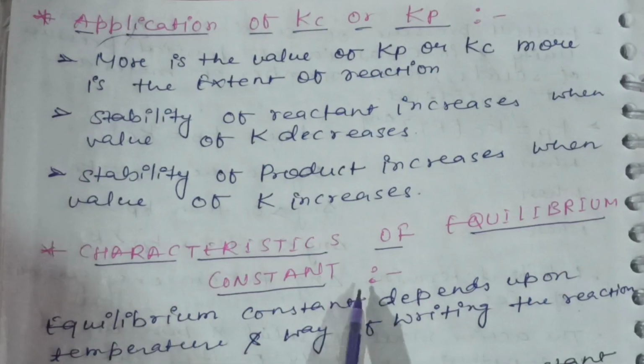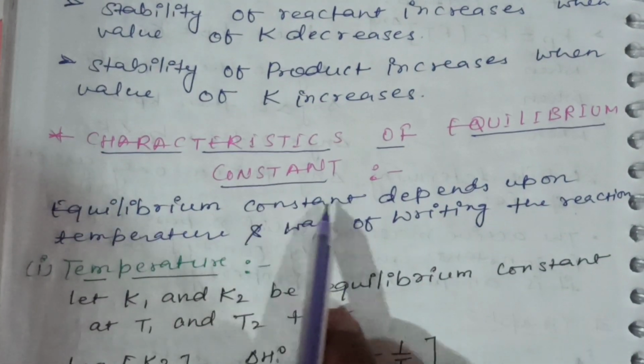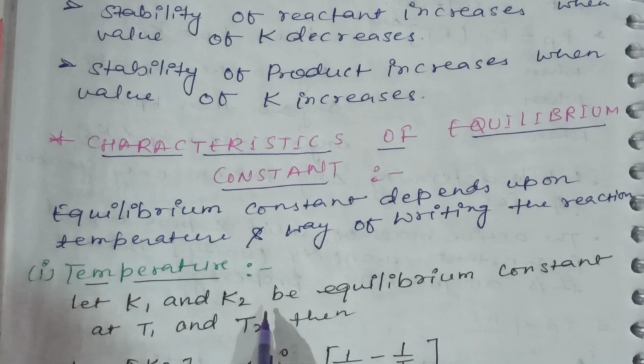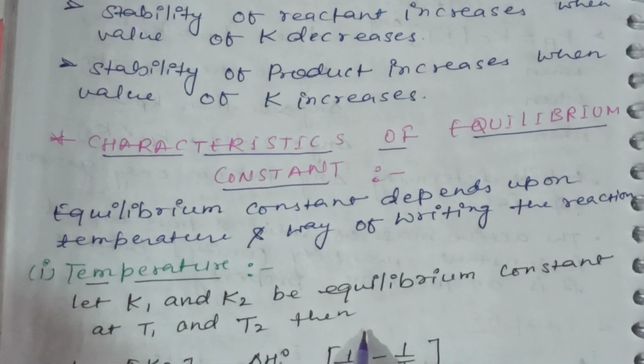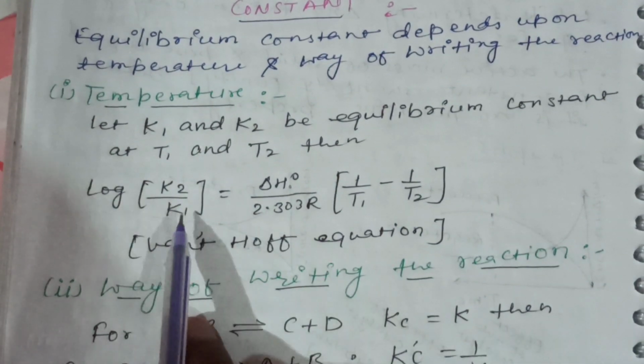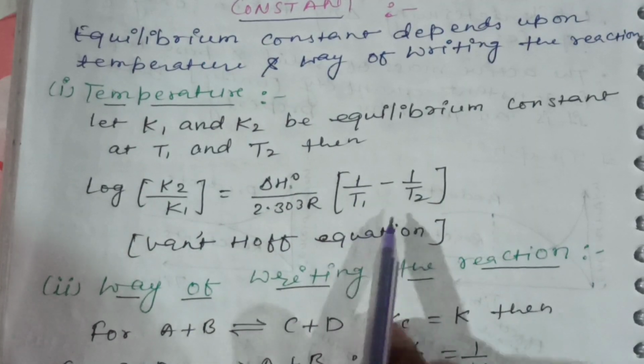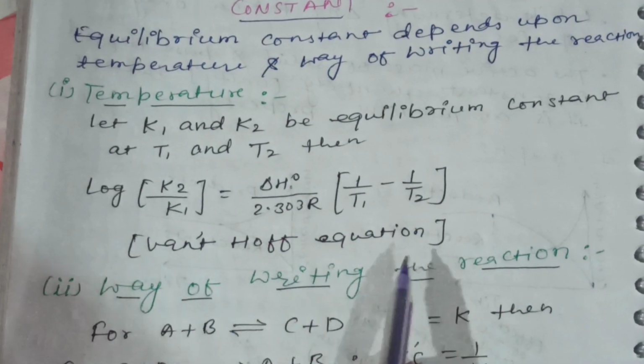Statistics of the equilibrium constant. The equilibrium constant depends upon temperature and the way of writing the reaction. Temperature: let K1 and K2 be the equilibrium constants at T1 and T2, then log K2 upon K1 is equal to ΔH° upon 2.303 R, in bracket, 1 upon T1 minus 1 upon T2.